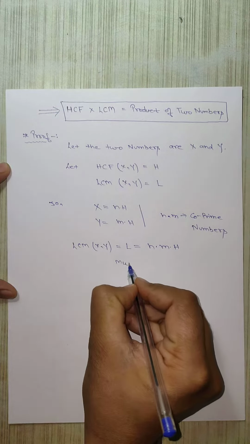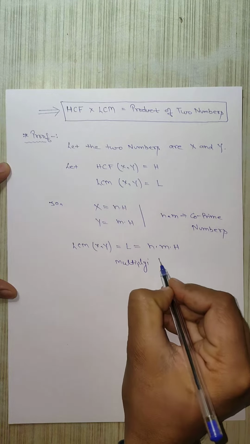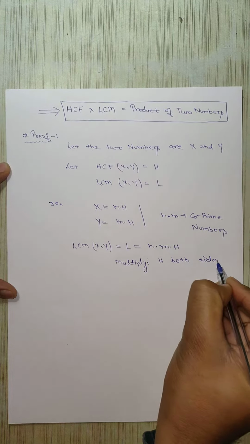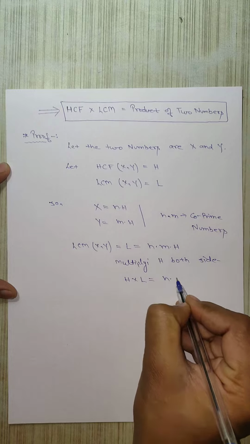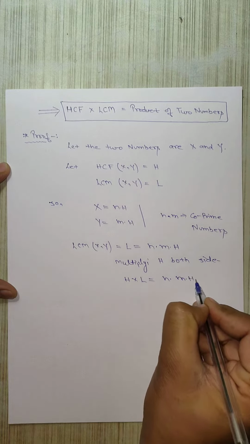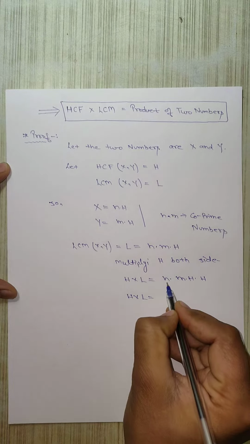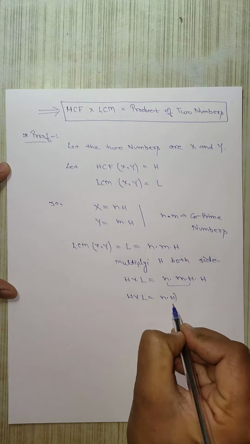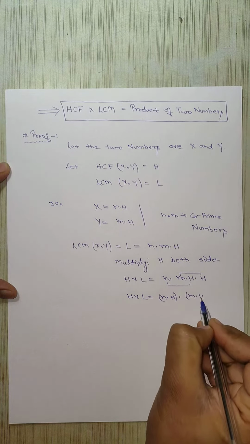Now multiply H both sides. What is H? H is the HCF. So it is H into L is equal to, it will also become n into m into H into H. Now we can also write it, H into L is equal to n into H, can also be written as n into H, and dot m into H.